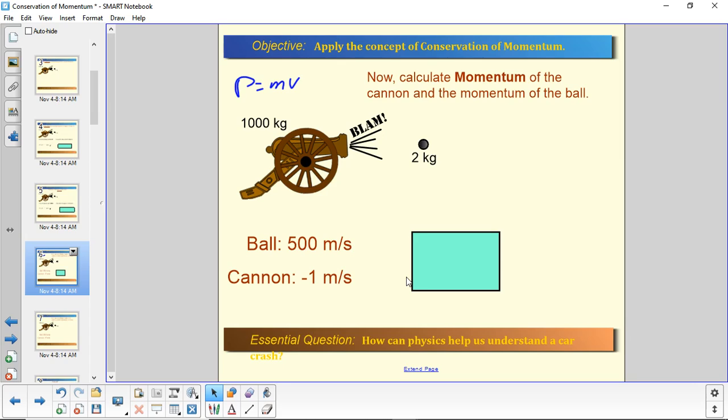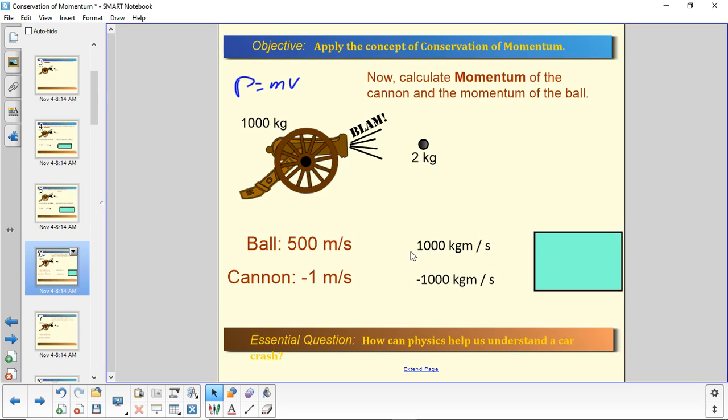Okay, I'm going to reveal the answer here in a moment, so pause it if you haven't already. And here are the answers. We wind up with 1,000 kilogram meters per second for the ball, moving to the right, and -1,000 kilogram meters per second for the gun, which is moving to the left. Now, it might strike you as a little bit strange that these numbers seem to be so similar, but it's not. It turns out that it has to be this way.